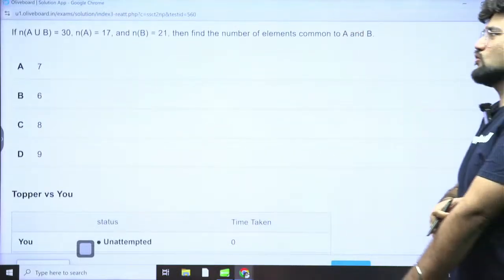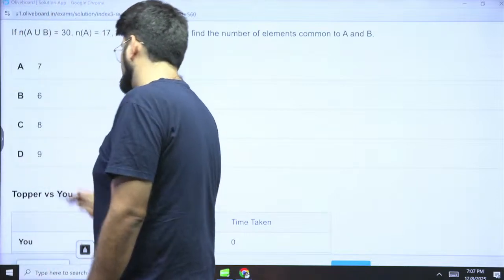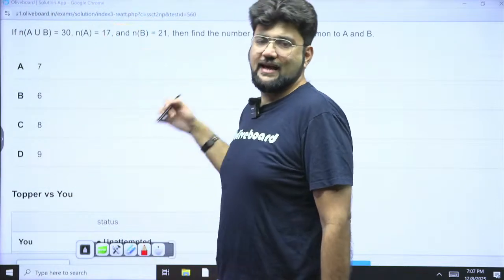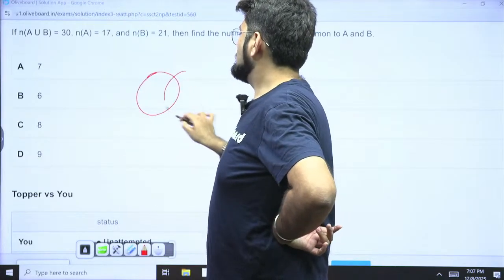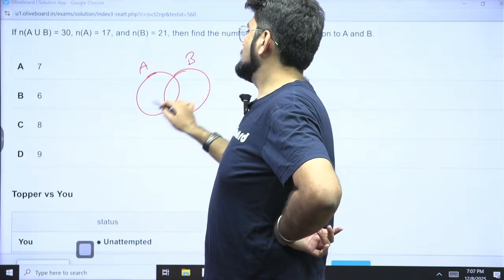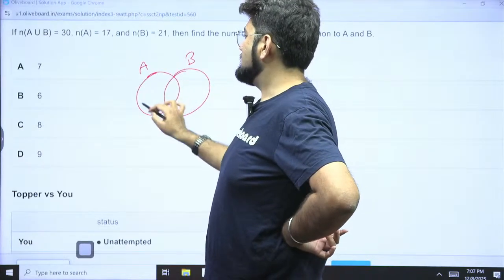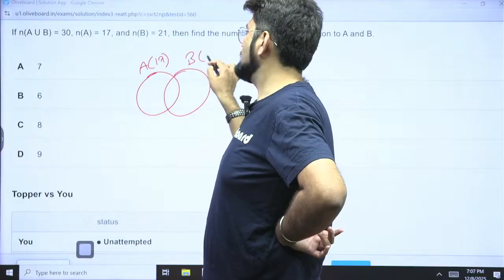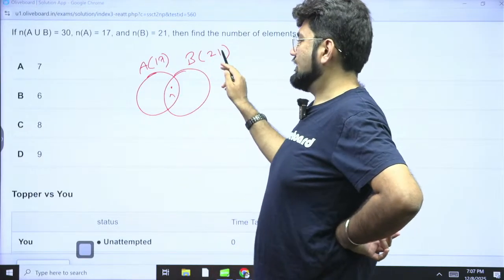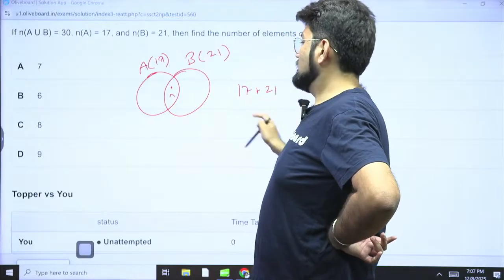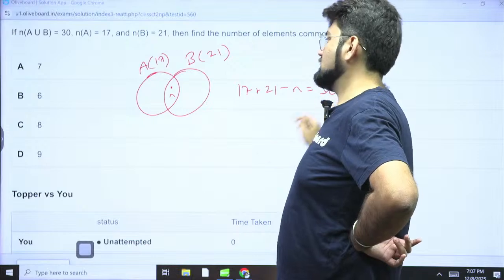Set theory based simple question actually. A union B is 30. Now, for those who don't understand, this can be done by Venn diagrams also. Let's say this is A, this is B. The union is 30. That means totally they have 30 elements here, right? A is 17. So this is 17. This is 21. You need to find this. Okay. So 17 plus 21 will also include this one twice. So you will reduce it once to get 30 as the correct answer.